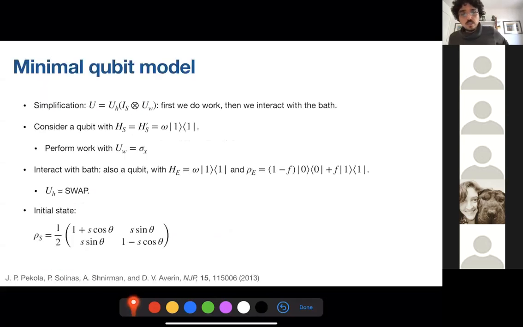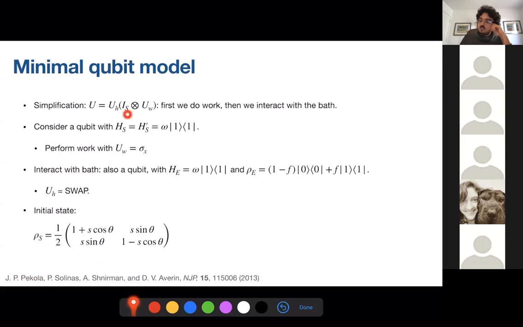And let me try to illustrate that with an example. So this is actually motivated from this experimental paper. Jukka Pekola is a group leader in Finland, and they have many, many papers on experimental quantum thermodynamics. And here they propose a method to measure work from measurements of heat. So it's very similar to what we're studying here.